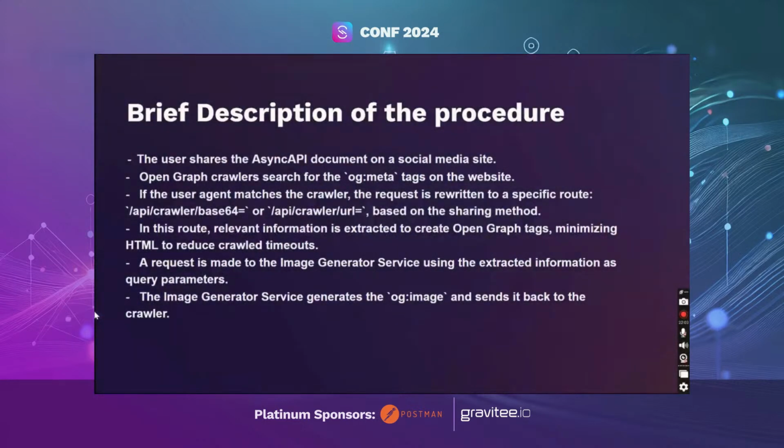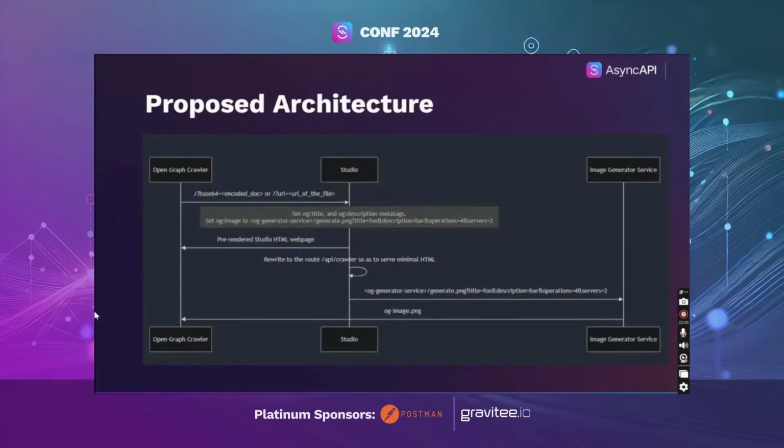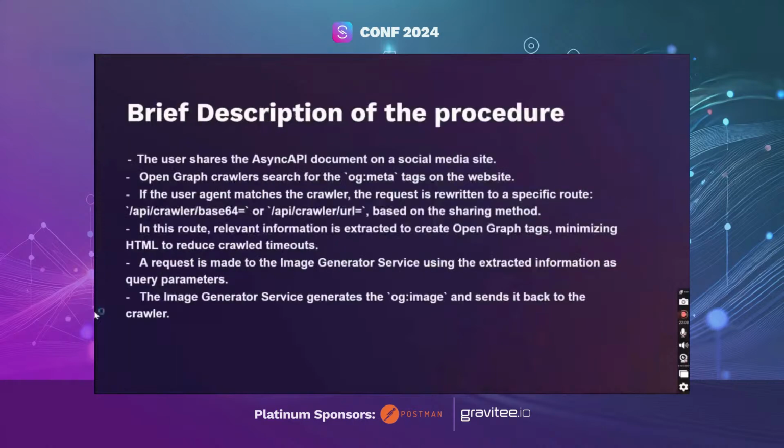So this has been explained by me on the proposed architecture diagram, but just to reiterate and help us get on the same page. The Open Graph crawler searches for the meta tags if the user agent matches the crawler, which is what I talked about. If you are a user accessing the website right from the URL, there will be a dynamic rendering, because the URL has that encoded document which has to be extracted and put into the AsyncAPI editor.